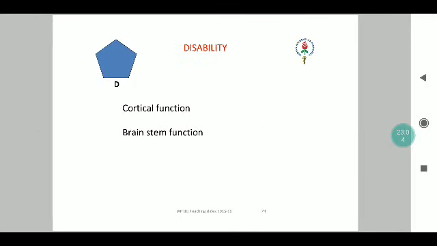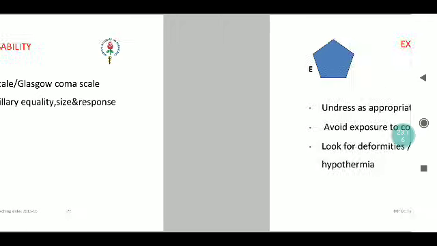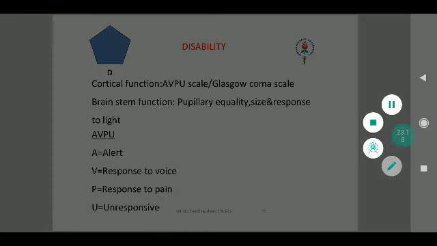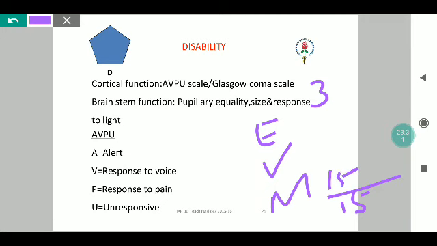Now when I come to disability, I talk in terms of central nervous system disability where there is a loss of the cortical function or the brainstem function. Now in cortical function, I am considering the AVPU scale or the Glasgow Coma Scale. The Glasgow Coma Scale comprises 3 different components, which are eye movements, response to verbal commands and motor movements. The minimum score allotted is 3. The maximum score that can be allotted is 15. A normal child should have a Glasgow Coma Scale of 15 by 15.